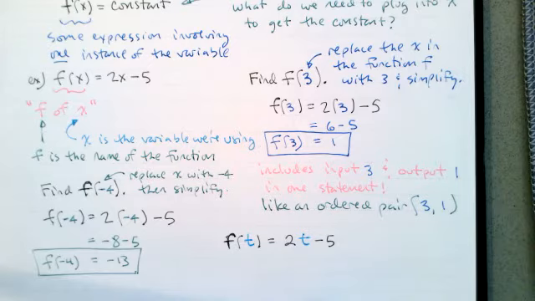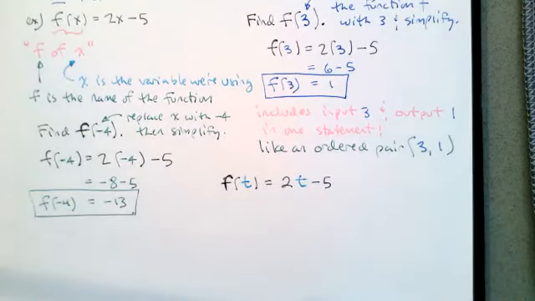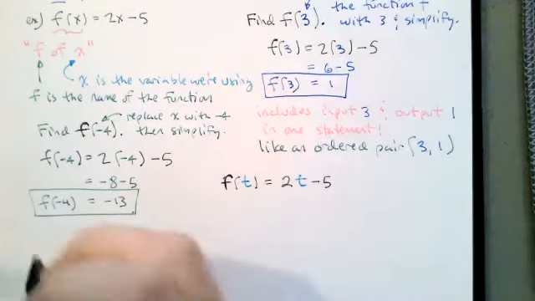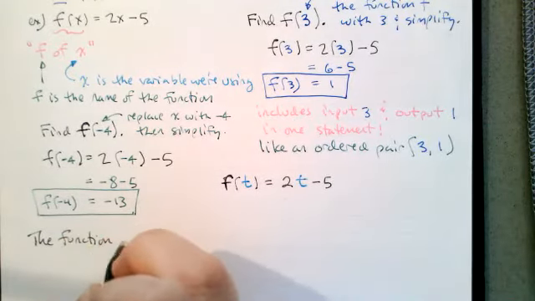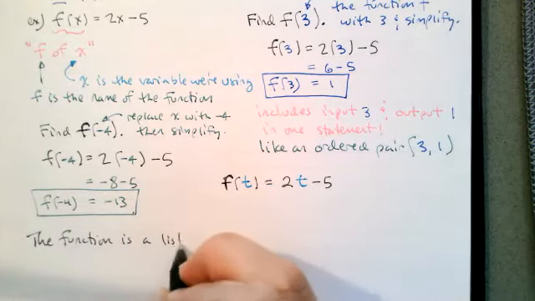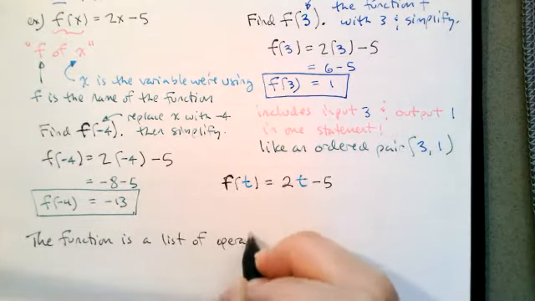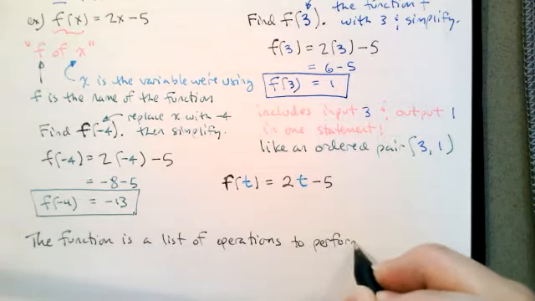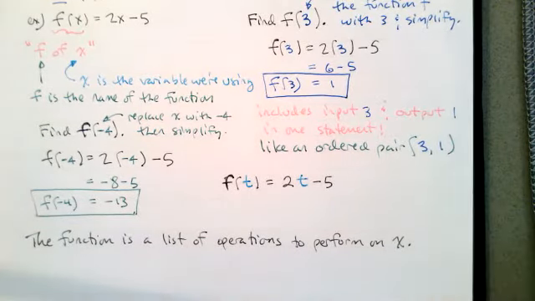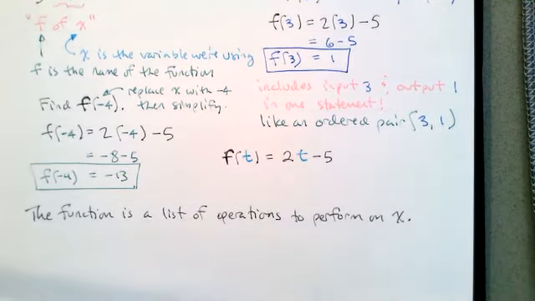The function in this case multiplies by 2. First we multiply by 2, and then we subtract 5. In this case, the function is a set of instructions. It tells us what operations to perform on the x. The function is just a list of operations to perform on x, and our job is to read what those operations are and then perform those operations.